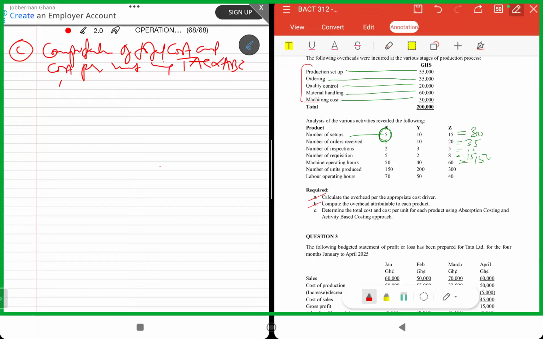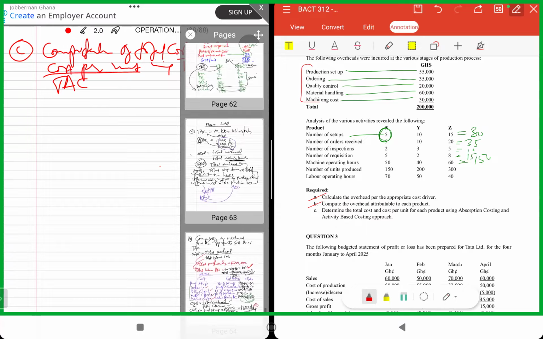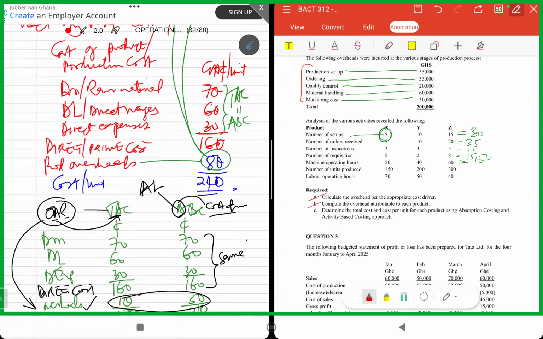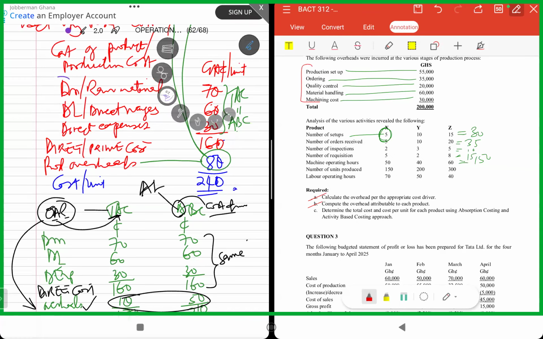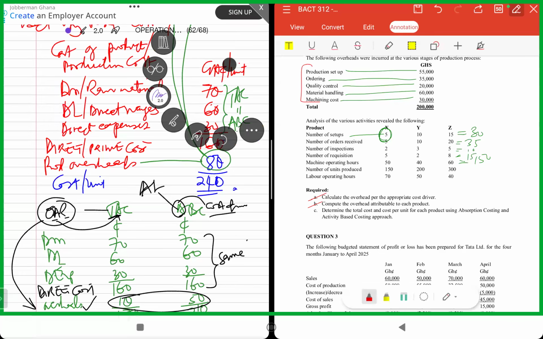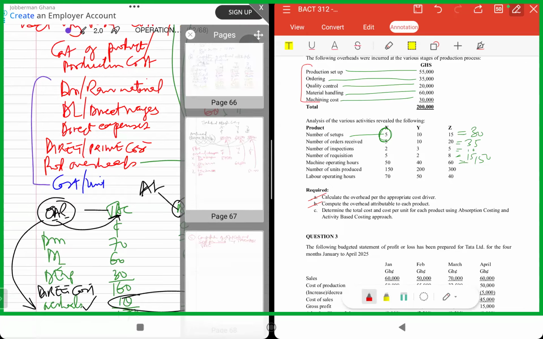So let's start with the traditional absorption costing. It says the cost per unit. Cost per unit is talking about not just overhead though. The A and B were overheads. The C is talking about the cost per unit. So the cost per unit using traditional absorption costing. The cost is the product cost, which I started with. The question says you should compute the product cost. See this, this is the product cost per unit. You should compute this based on the given information.